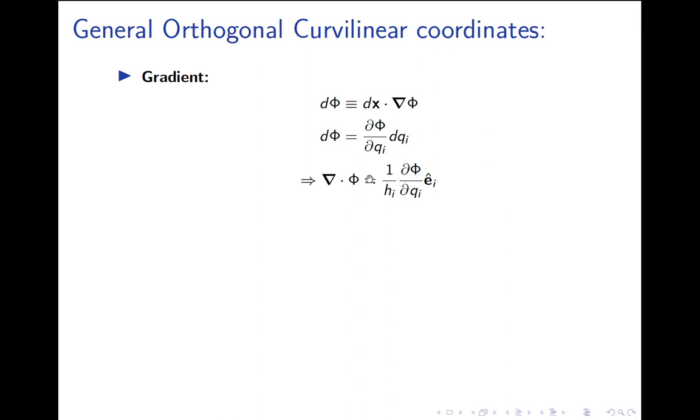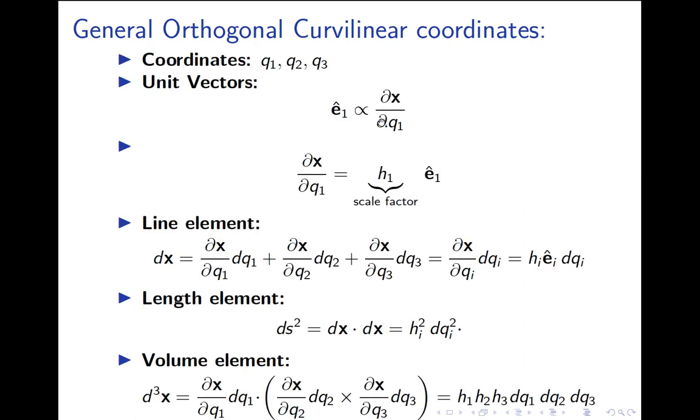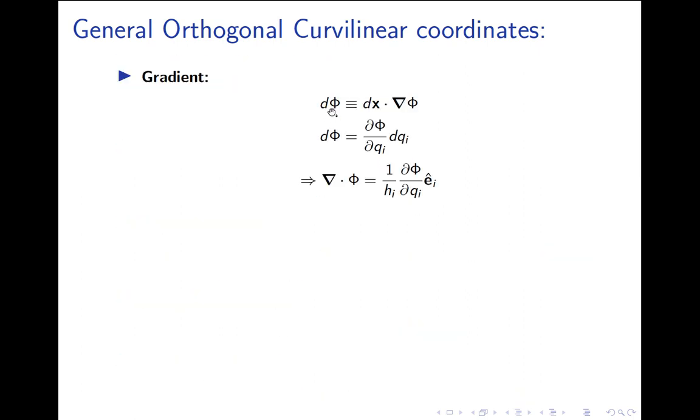Again, the gradient you can work out, as I said, using the same trick. This is using rules of partial differentiation in multivariable calculus, the total differential. This is the total differential in terms of a sum of partial differentials. And then dx you already know, the line element we just worked out. From that, equating these two, you can figure out what the del is.